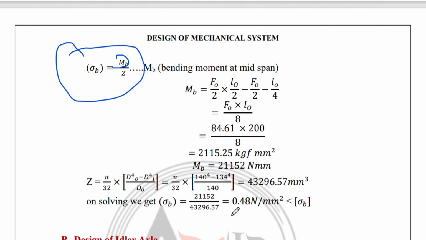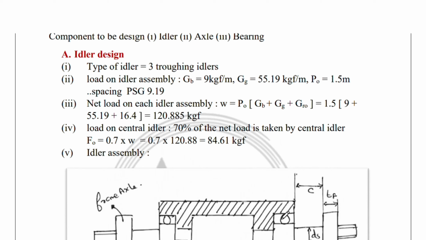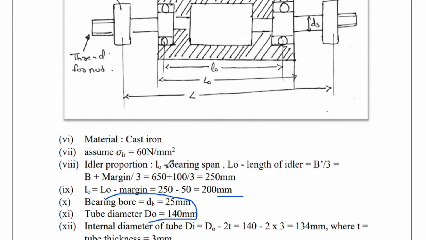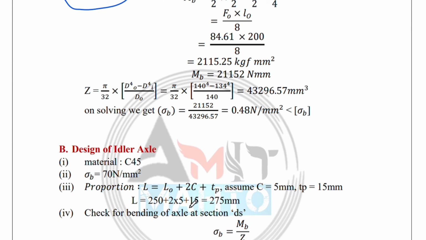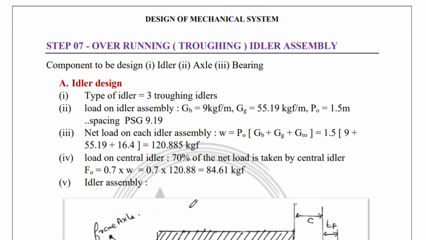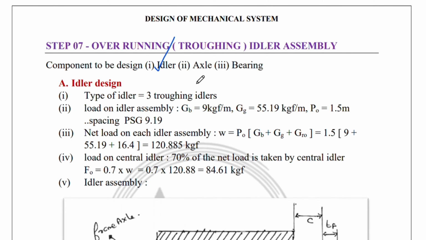So sigma B will be 0.48 Newton per mm square, which is less than allowable sigma B. The allowable here is 60 Newton per mm square. So 0.48 is less than 60 Newton per mm square. So our design is safe. Next, here we will design three components. The first component, idler, we designed. Now we will go for the axle.